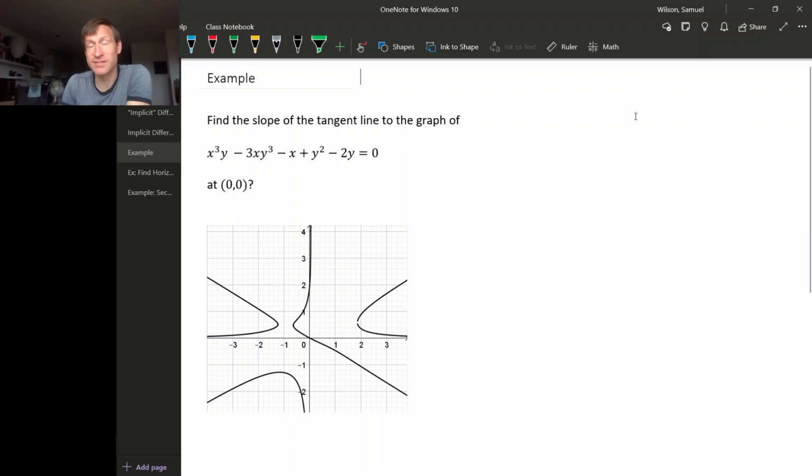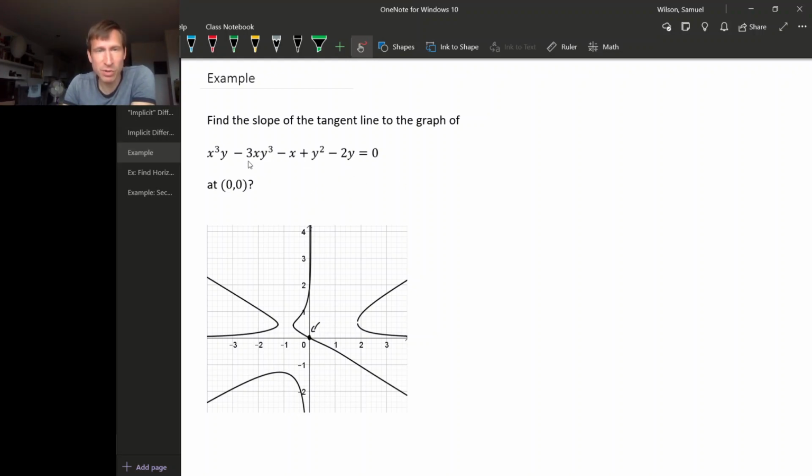Let's look at a few more examples of using implicit differentiation. So to start out with, let's find the slope of the tangent line to this crazy graph at the point (0, 0). You can see that (0, 0) is on the graph of this equation. Definitely we aren't going to be able to solve this equation for either x or y, so we can't find this derivative explicitly. We really are forced to use implicit differentiation here.